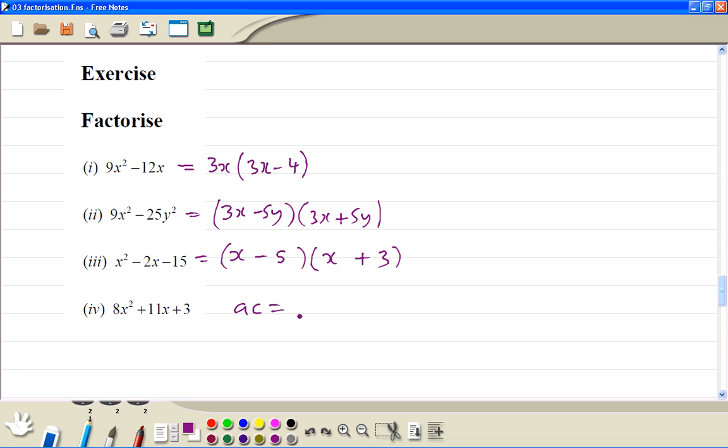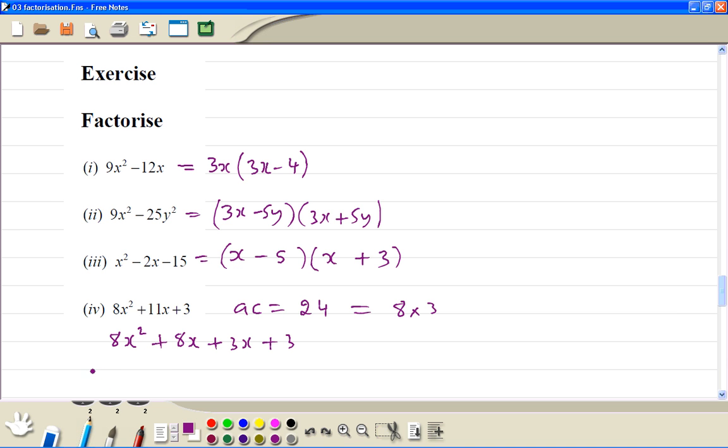ac is equal to 24. Factors of 24 that add up to 11 are 8 times 3. So we write 8x squared plus 8x plus 3x plus 3.